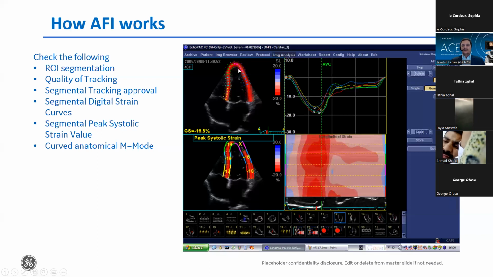So we can visually check the strain, the region of interest, and the speckle tracking. Is it tracking the segment well? If I see it's well, then I can overrule and I can accept, or I can actually omit any of the segments that I don't see fit. However, if we omit more than, I think, 3 to 5 segments, then the GLS is not calculated.